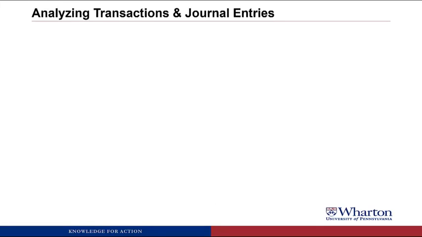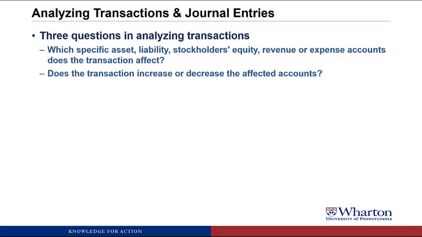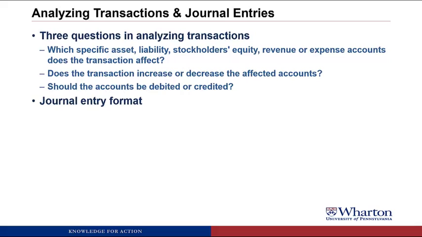We're going to follow a very systematic approach in analyzing transactions to figure out how to represent them as journal entries. Journal entries are what we're going to use to show a transaction in this debit and credit format. So there are three questions we have to think about. First, what specific asset, liability, stockholders' equity, revenue, or expense accounts does a given transaction affect? Does the transaction increase or decrease the affected accounts? And then should the accounts be debited or credited? Here we can look back to something like our super T account as a cheat sheet to figure out whether we debit or credit to increase or decrease the accounts.